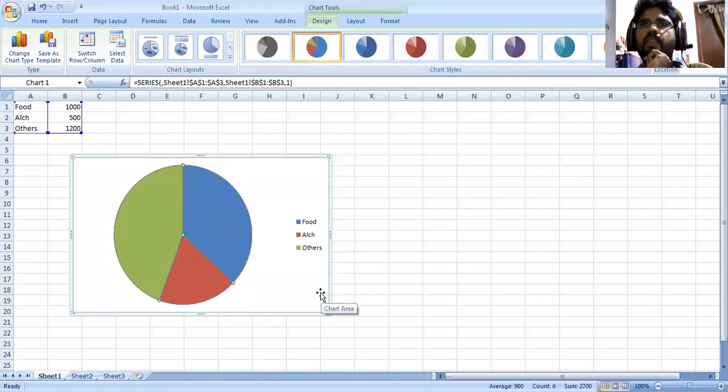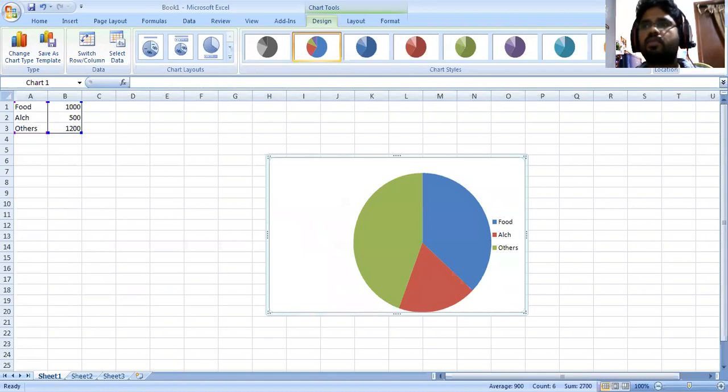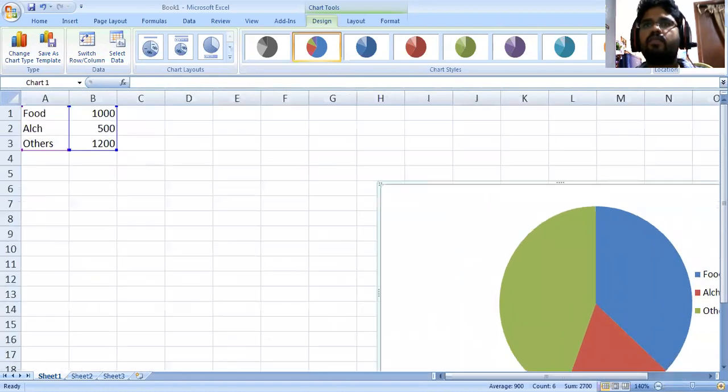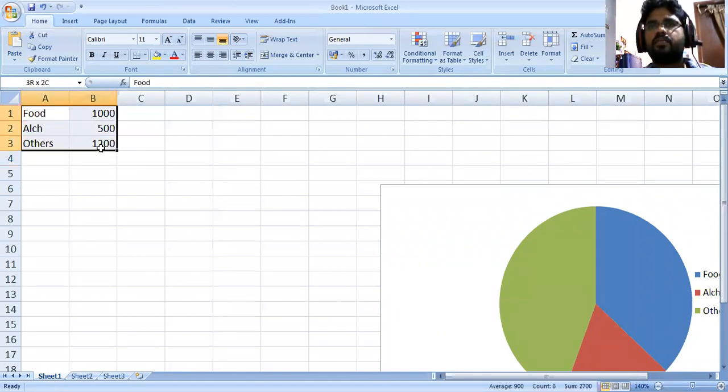Now, are you able to see it? Yes, sir. Yeah, visible. See, for example. No, sir, we can't see. Now this one. No, it's visible, sir. This data. Yes, sir.